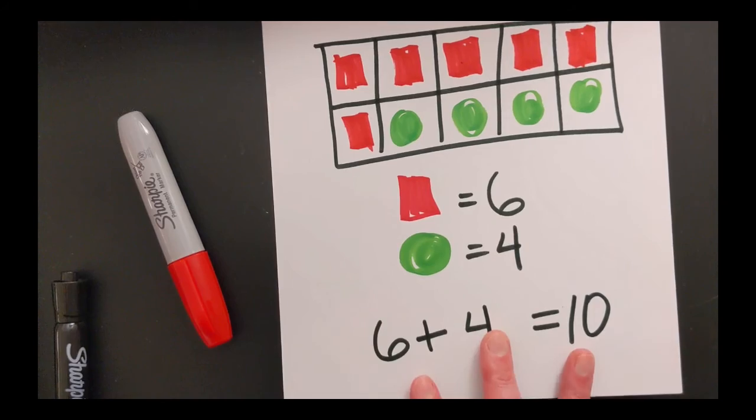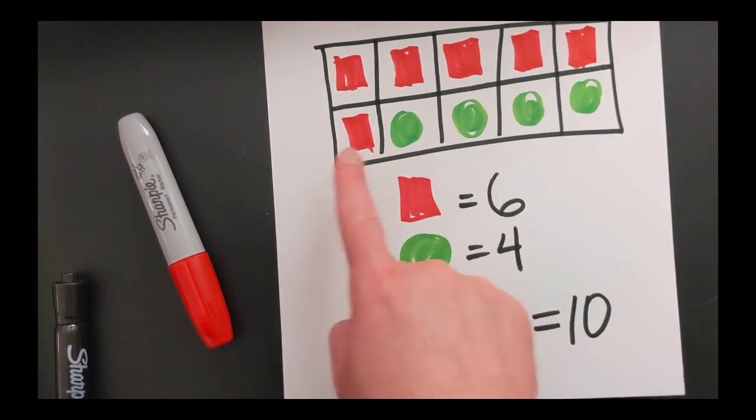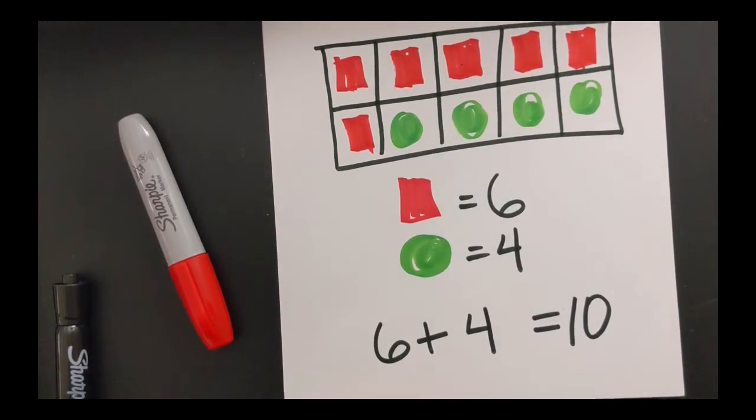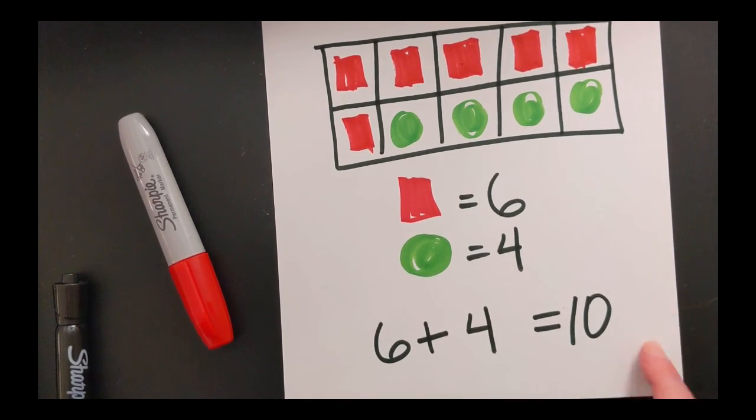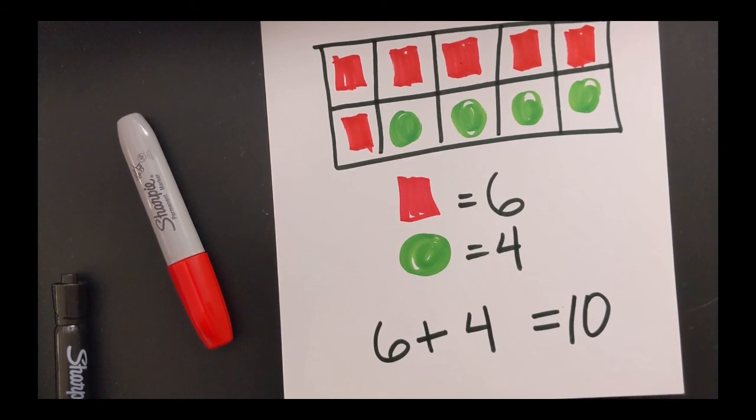So in Seesaw, what I want to see is a picture of your 10 frame with what you are ordering, and extra points if you can write an equation to match your picture. All right, friends, I'm excited to see what you decide to buy from the toy store.